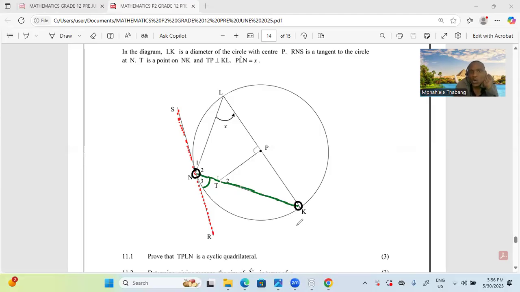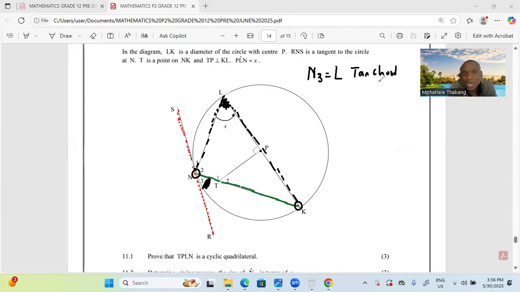You look at this chord NK, you subtend this chord, and from N and from K, we meet at L. So this angle N3 is equal to the angle L. This is the tan chord theorem. So once they give you a tangent, look out for the tan chord theorem. N3 equals L, tan chord.